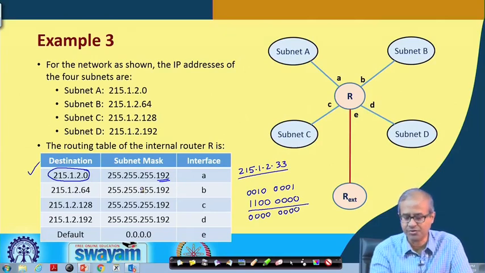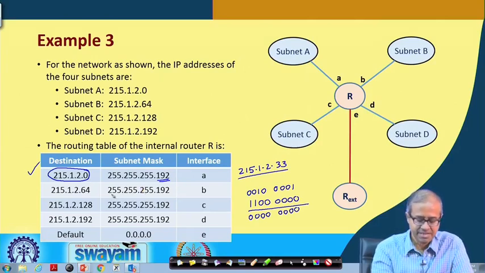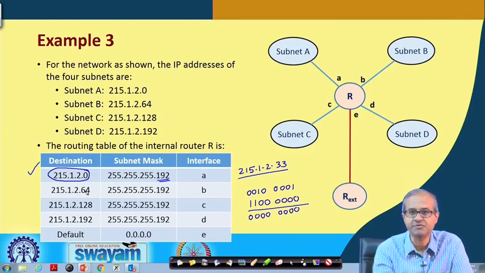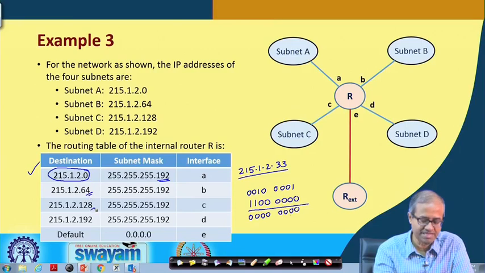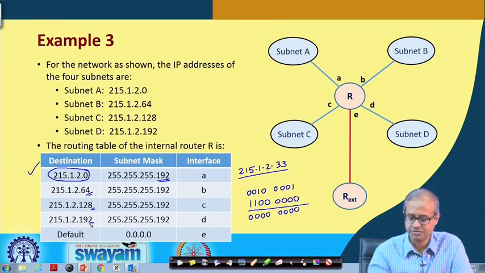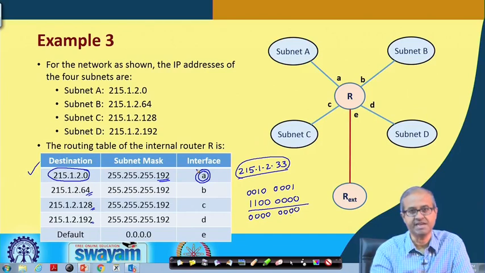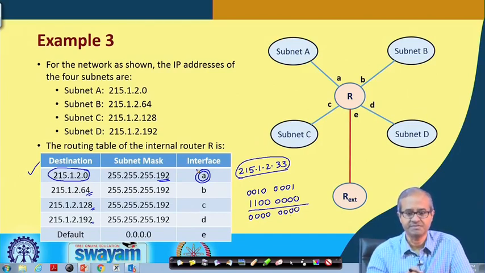Let us look at the second row to see what happens. The second row has 64 here. The mask is the same. Because we are getting 0, there will be no match with this 64. The third row also has mask 192, same thing; this is 128, this is 192. So, there will be no match in any other rows. This first packet will get a match with the first row and it will be forwarded to interface A. This is for the first packet.